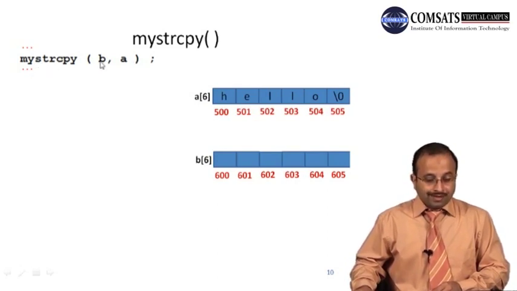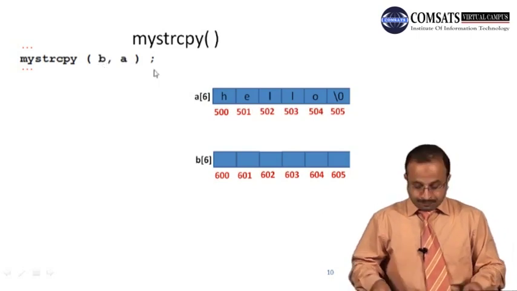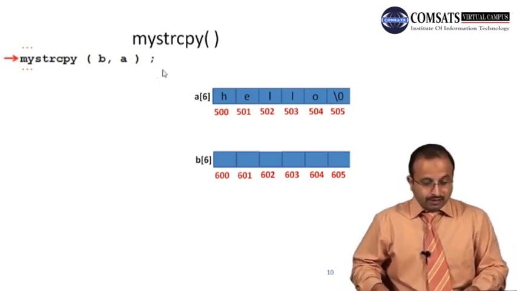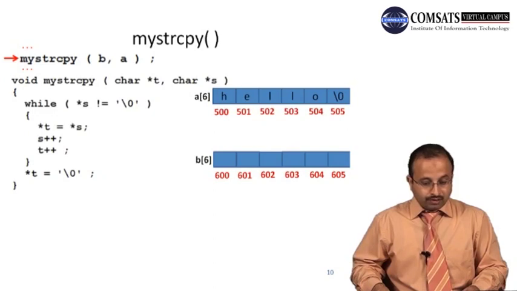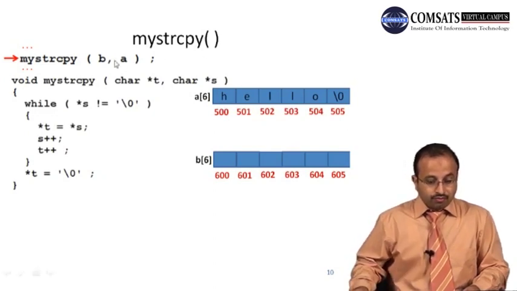It just writes the content in B, and which content? The content of A. It will start reading the content from the address we provide in the second parameter, and write them in the address we are providing in the first parameter. And when this function executes, it comes to the definition of the function, and this is the definition. So we are passing two addresses.